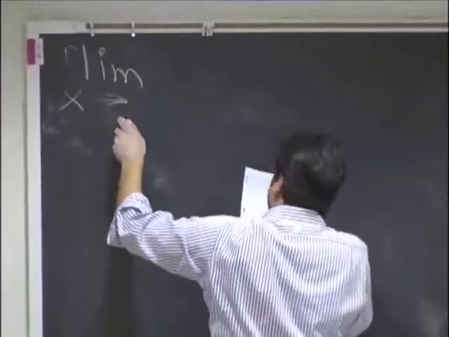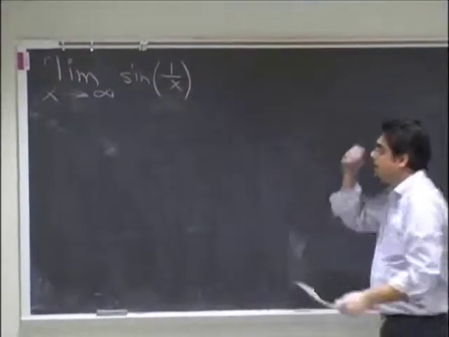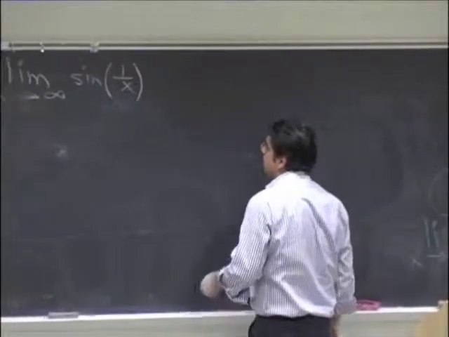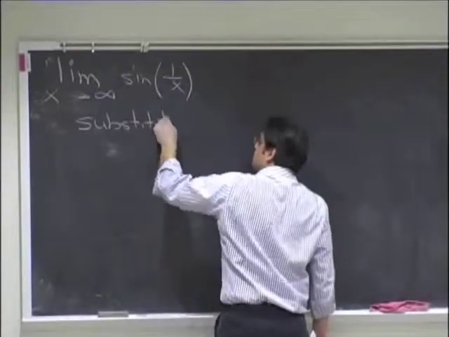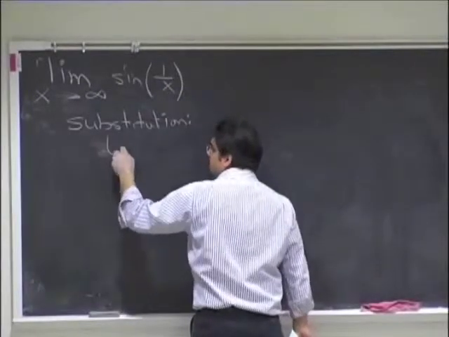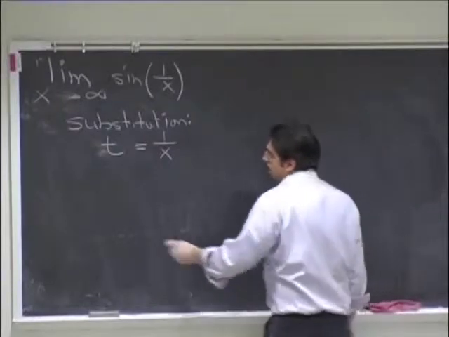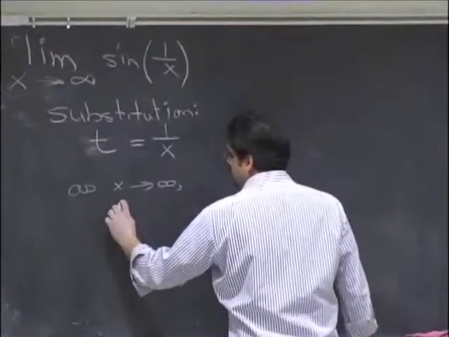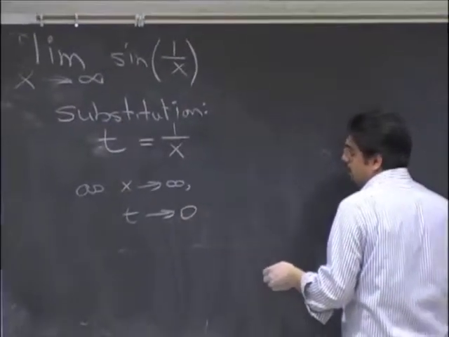Limit as x goes to infinity of sine of 1 over x. Sometimes we find it easier to do computations by making a simple substitution. Okay? If you consider t to be 1 over x, then what do you notice? As x goes to infinity, t goes to what? 0. 0 positive or 0 negative? Positive.